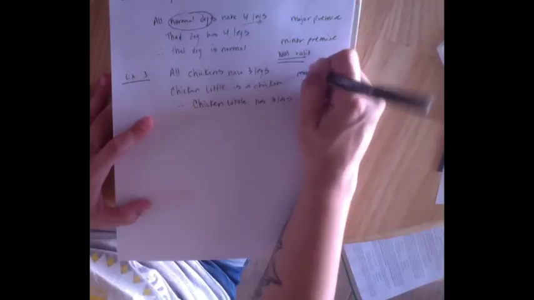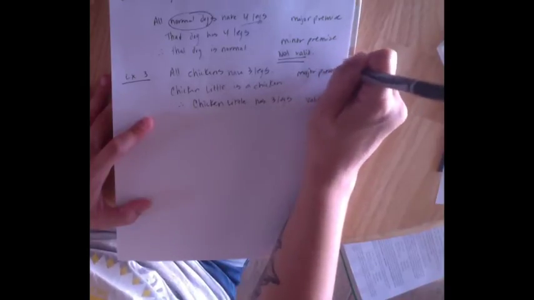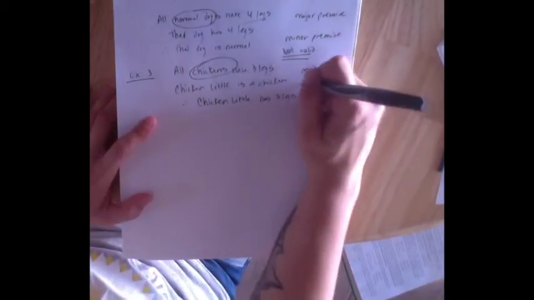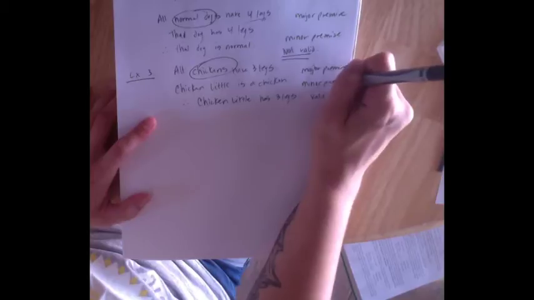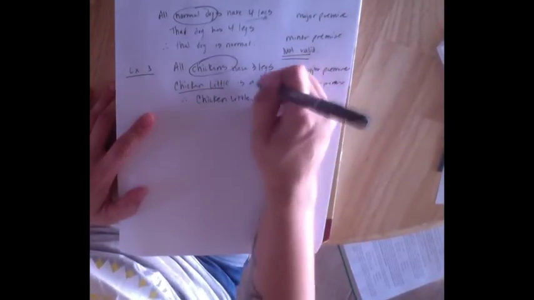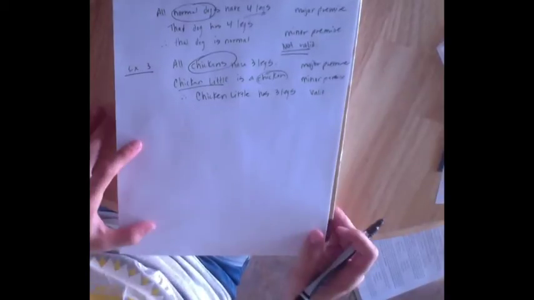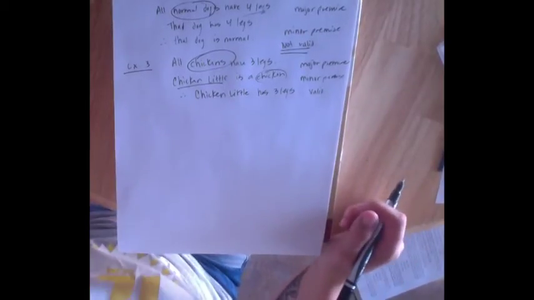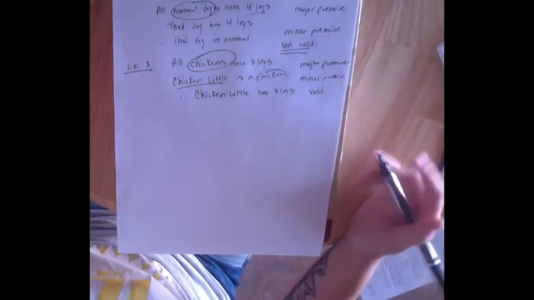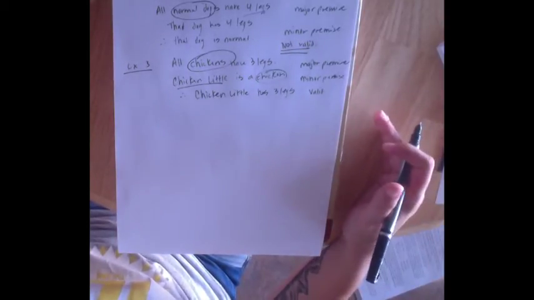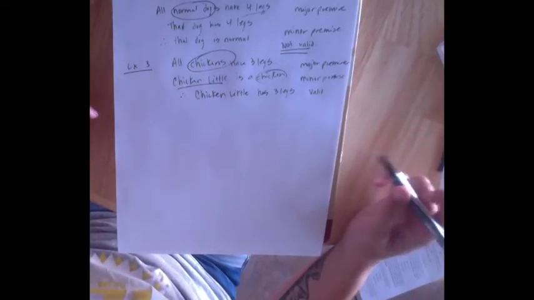My major premise has a set of chickens. So my minor premise needs to talk about something that is a chicken. Chicken Little is in fact a chicken. Therefore, Chicken Little has 3 legs. Now, that is not a true statement. We know that Chicken Little has 5 legs. I'm just kidding. Great movie.